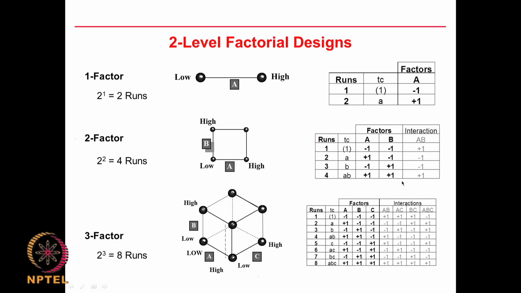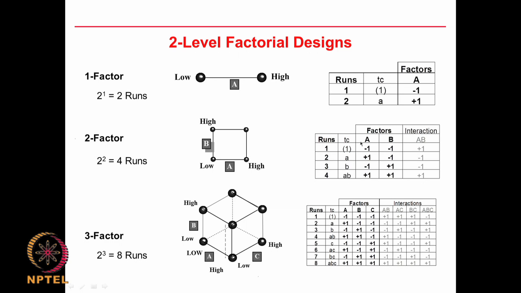If you want to look at effect of B, I add up the results from these 2 experiments, divide by 2, subtract it from these 2 experiments divided by 2, that is average. If I want to look at interaction AB, I will take the results of this experiment, add up, divide by 2, subtract it from the results of this experiment plus this experiment by 2. It is so nice. We can look at the effect of interaction very nicely from this type of factorial experiment. So, that is the beauty of factorial experiment.